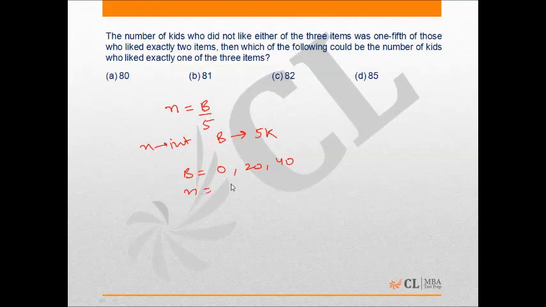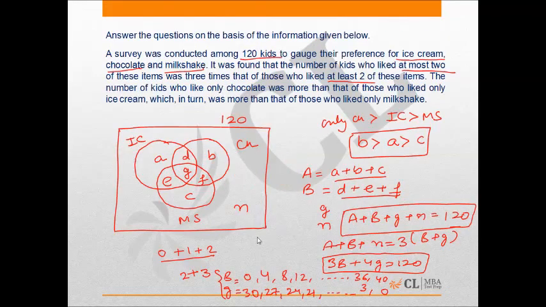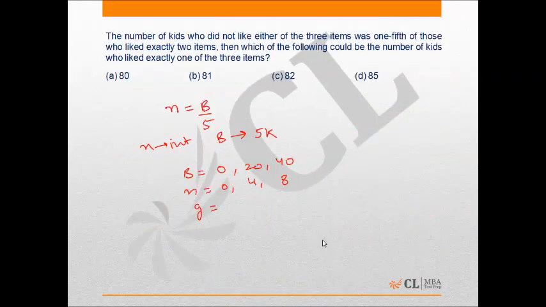So the corresponding values of n will be 0, 4 and 8, right? And for these particular values of b, 0, 20 and 40, the values of g are: for 0 it is 30, and for 40 it is 0, and when you check for 20, by putting this value of b here as 20, you will get g as 15, right? So 30, 15 and 0.